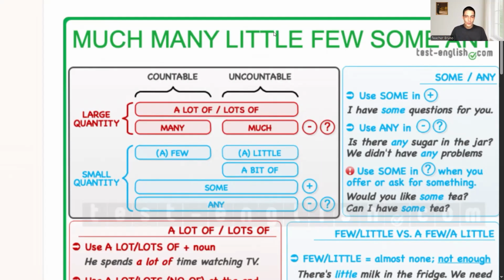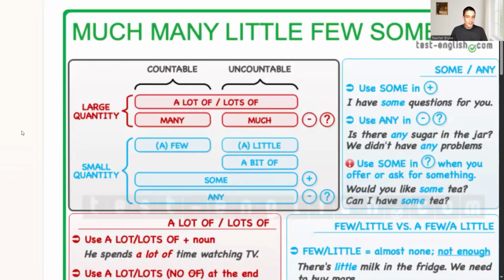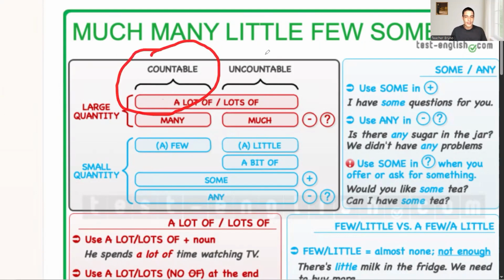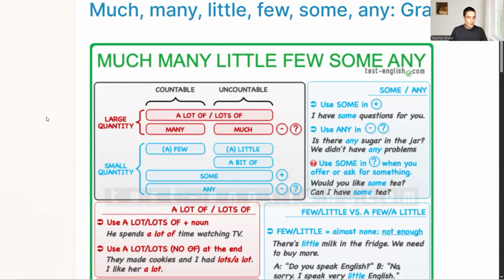Of course, there's another way. We can simply use lots of or a lot of. I have a lot of books. I have a lot of time. We can use it with both countables and uncountables with no problem whatsoever. The opposite of many, few. The opposite of much, little. Remember that we use this for small quantities. Few and little, small.